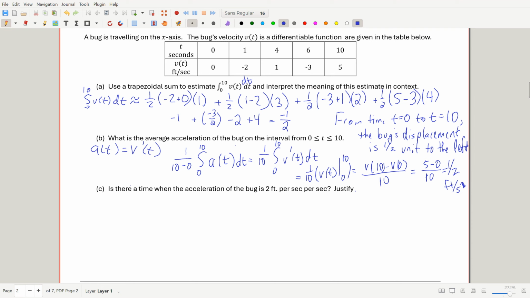So what do we need to say in order to use the MVT? V of t is differentiable from 0 to 10. You know what I would say, though, before I even jump to that: in B, we are talking about acceleration, and you're jumping into V. Always put that there: A of t equals V prime of t. This way, anytime you're talking about V prime, you are talking about acceleration, which is the question that they were asking.